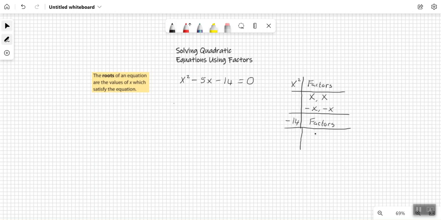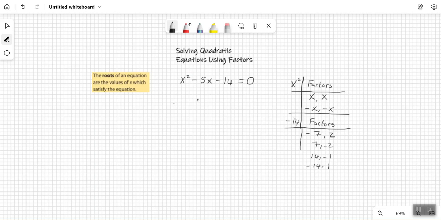So if we think about, for example, we might have minus 7 and 2. Okay, so minus 7 multiplied by 2 gives me minus 14. You might have 7 and 2. Then you might have, for example, minus 7 and minus 2. And then you might have 14 and minus 1. And then you could have minus 14 and 1. So these are what are known as the factor pairs for this particular term here.